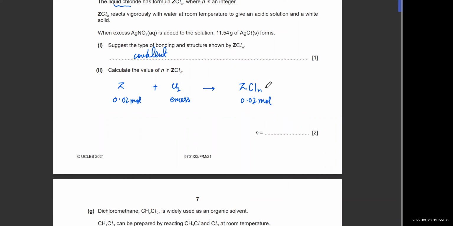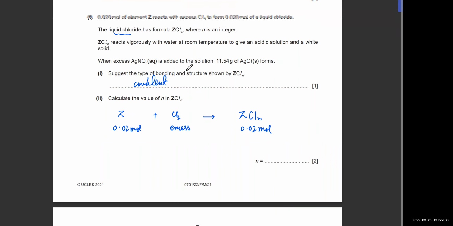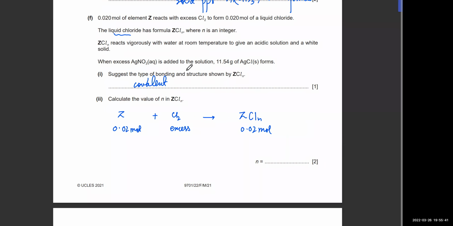Anyway, you have to calculate the value of N. We know this is 0.02 moles, which is given over here. He says when excess silver nitrate is added, 11.54 grams of AgCl is formed. So first tell me, how many moles of AgCl is formed?